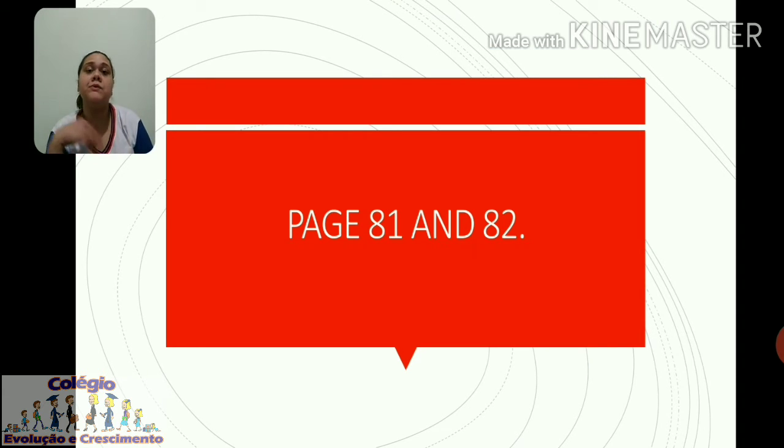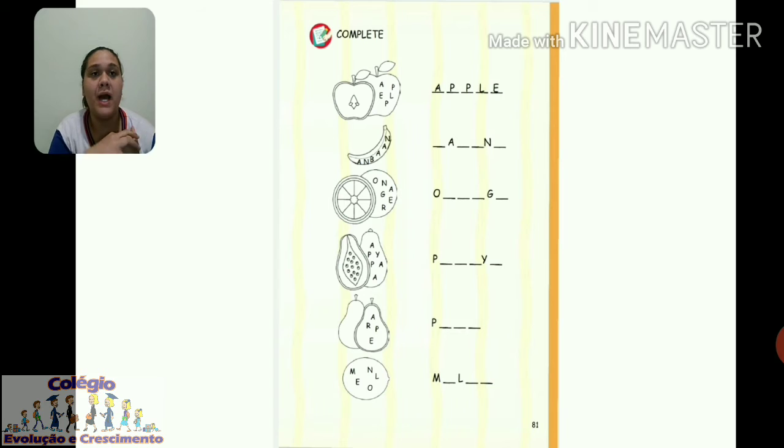Guys, today we will do pages 81 and 82, okay? On page 81, complete. So here, there are all the fruits in this part of the paper. So what you need to do? Inside the fruit, there are many letters.